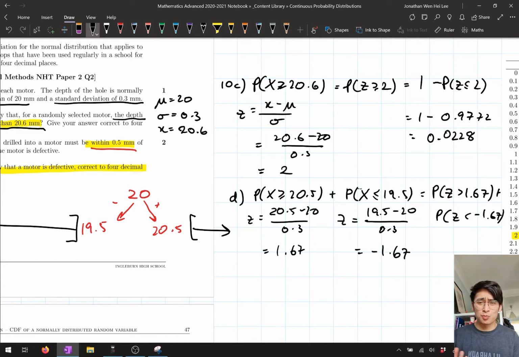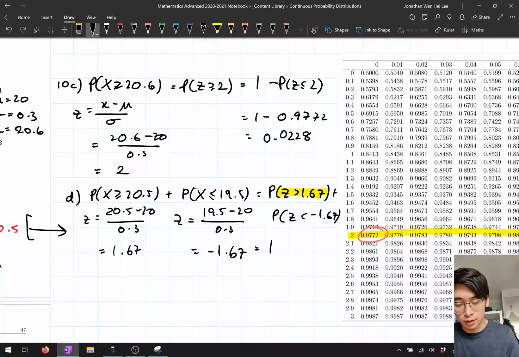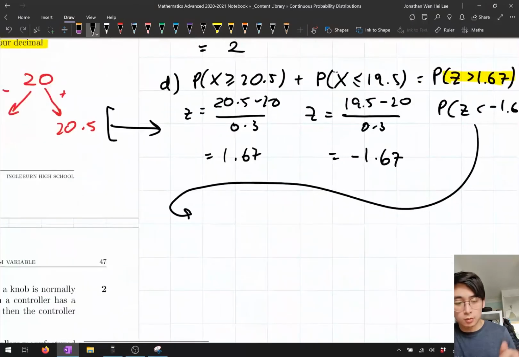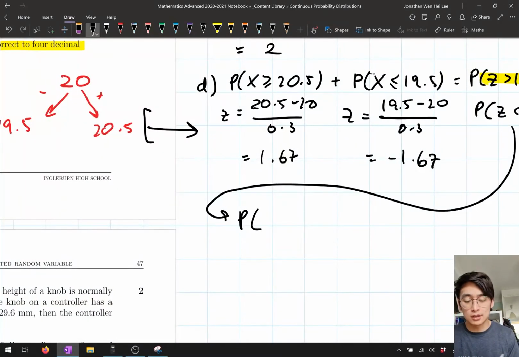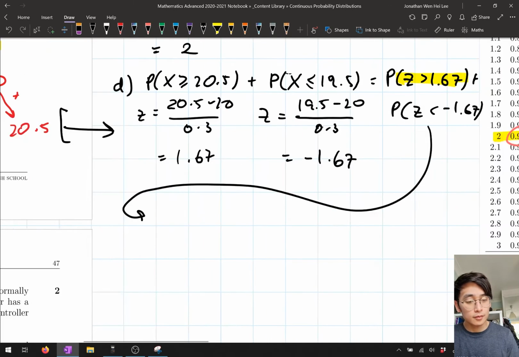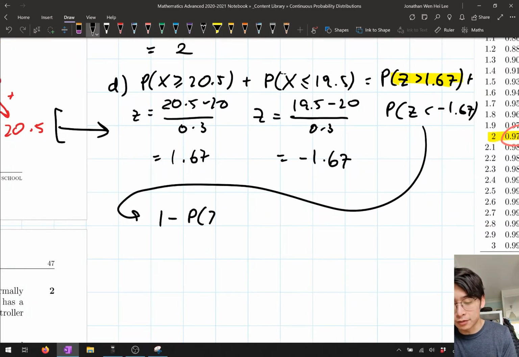Now there are two issues here. Firstly, we can't have greater than, so we need to convert this into 1 minus the probability of our z-score being less than or equal to 1.67. Maybe I'll do this underneath, I have a bit more space. So the probability of z being greater than 1.67 is the same as 1 minus the probability of the z-score being less than 1.67, because we can't have the greater than part.